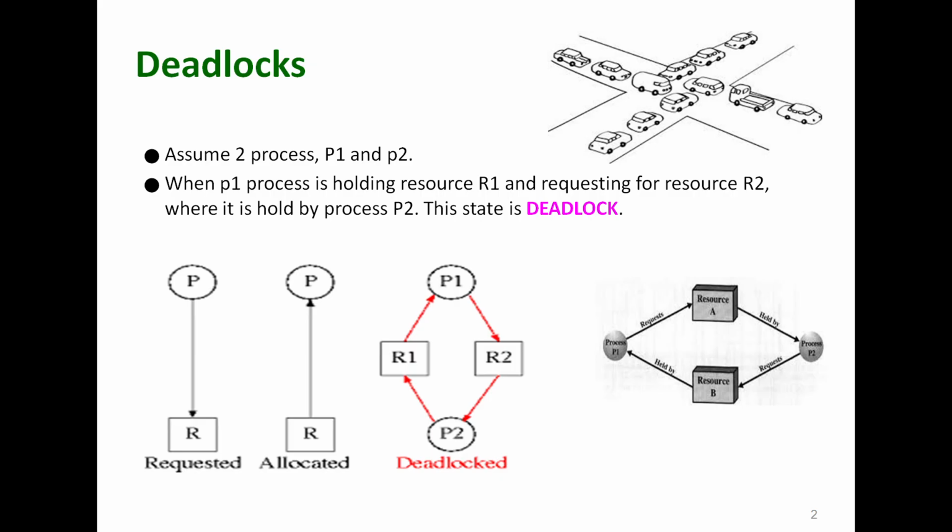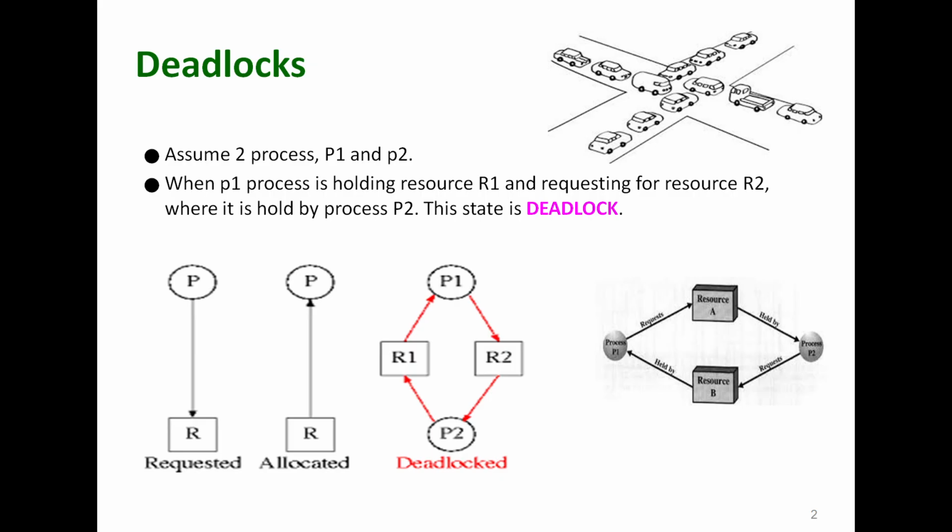Okay, I repeat again. We have two processes, P1 and P2, and two resources, R1 and R2. P1 is requesting resource R2, but that is held by P2. Similarly, P2 is requesting resource R1, but R1 is held by P1. Both processes are waiting for their resources, but those are held by the other process. So this situation is called a deadlock.